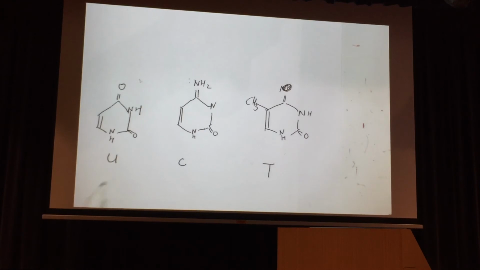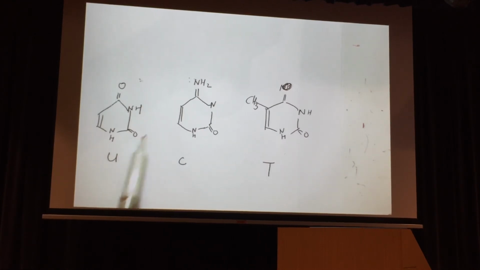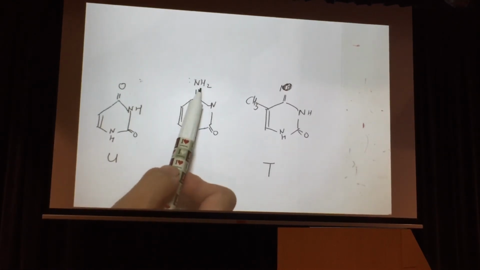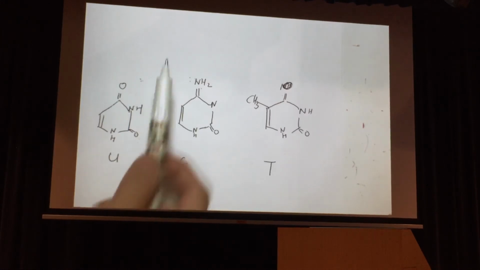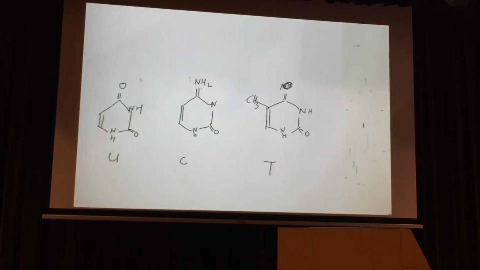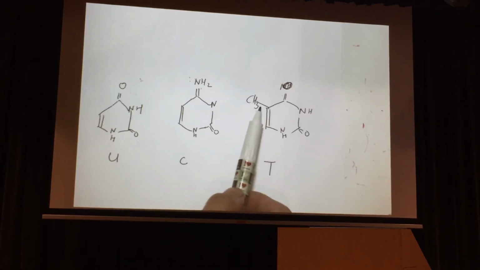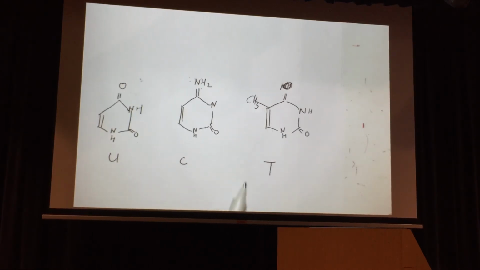Okay, so you see from U, if we change CO to NH2, it becomes cytosine. Just now we had inosine; change the NH to become adenosine. And over here, from U, we methylated it, and we've got T. Just now it was aminated, then you get G.